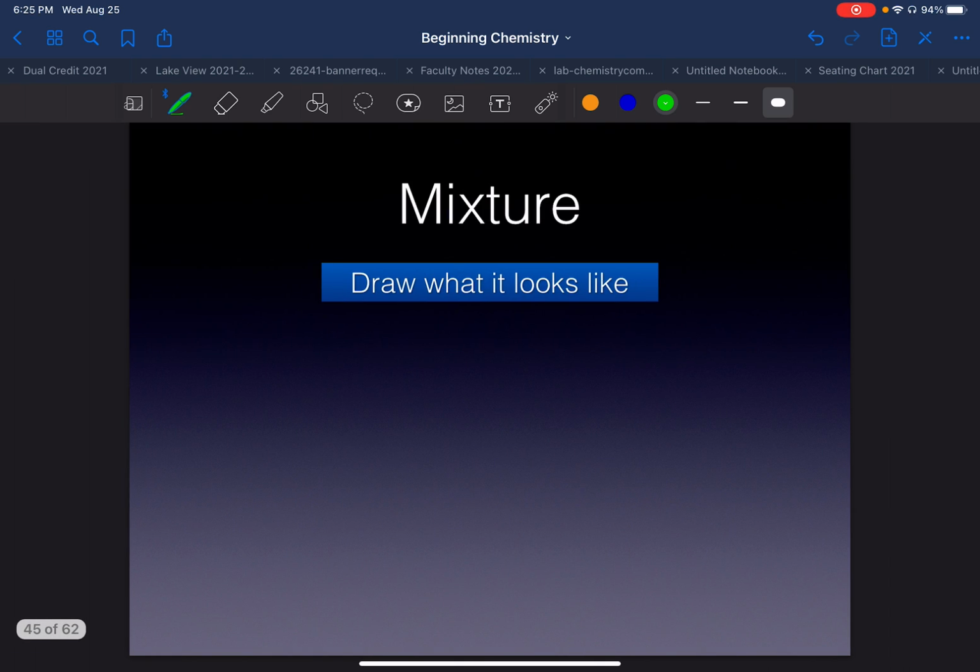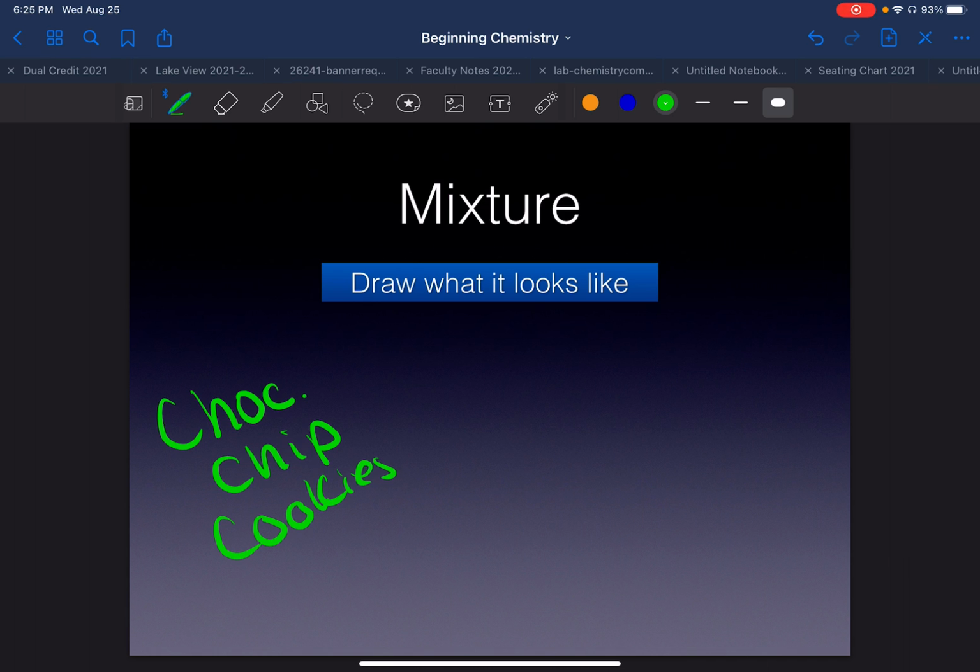Then I ask students, well, what does a mixture look like? One I like to use is chocolate chip cookies. You can also use Italian dressing because some students do like that idea. But mainly again, you think about that you can see the parts.